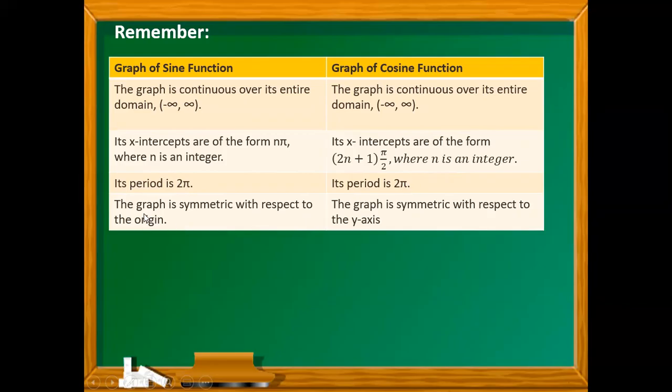Now the graph for sine function is symmetric with respect to the origin, while the graph of the cosine function is symmetric with respect to the y-axis. In the next discussion, we will still be working on the graph of sine and cosine function. This time, we will be working on translation, or the horizontal and the vertical translation of the graph of sine and cosine function. So we are referring to the movement of the graph. Okay, so that's it for now.